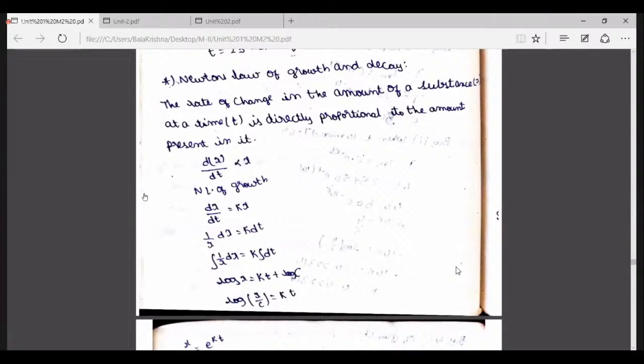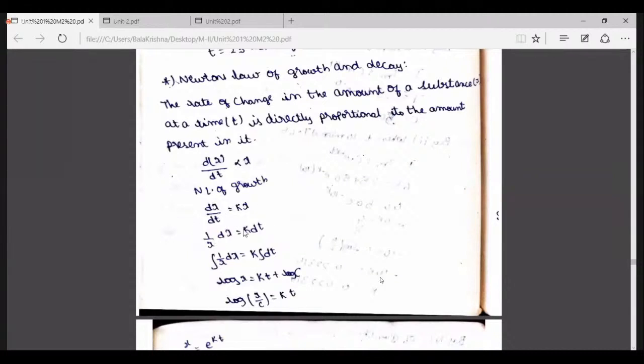So growth means you will be having proportionality constant as plus k. Decay means you will be having proportionality constant as minus k. That means as time is increasing, the amount of the substance increases. Therefore, it is Newton's law of growth. As time is increasing, the amount of substance decreases. That is related to decay. So, for growth problem, you should consider proportionality constant as plus k. For decay, you should consider that as minus k.